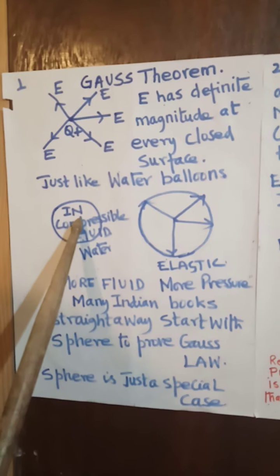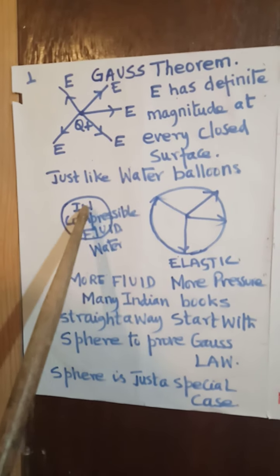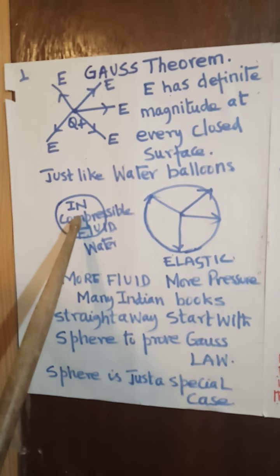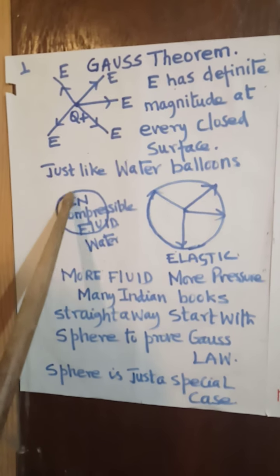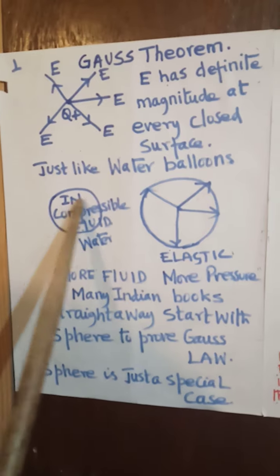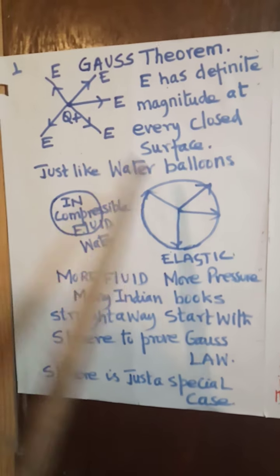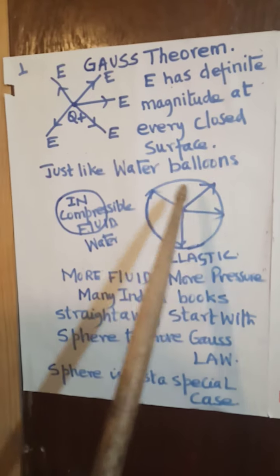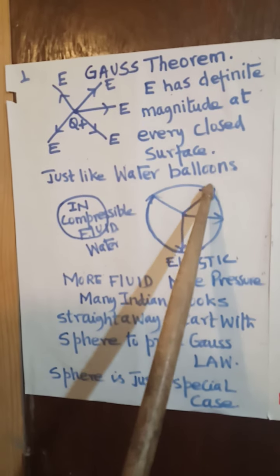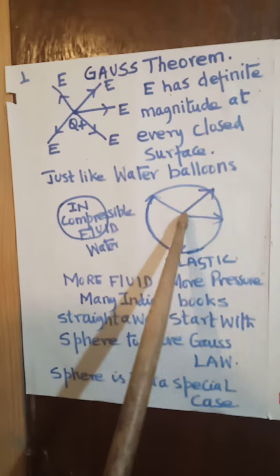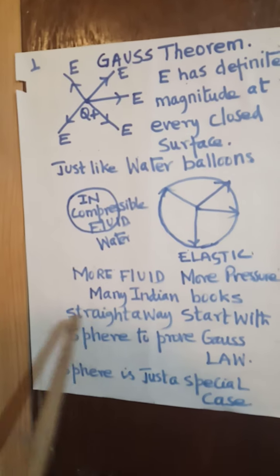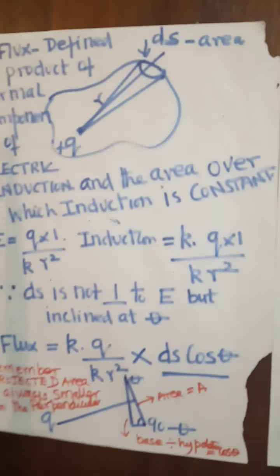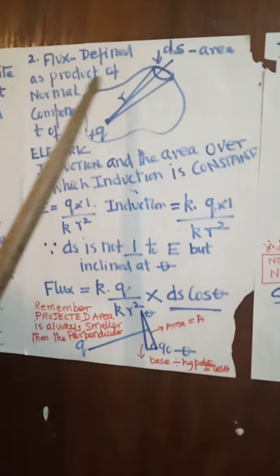I put water in a water balloon. Water is incompressible, so when I put much pressure into the balloon, then I will get pressure all along the surface of the sphere. All along I'll get the pressure. And this pressure multiplied by that area is known as flux. So now we will come to flux. How to define flux? We define flux like this.